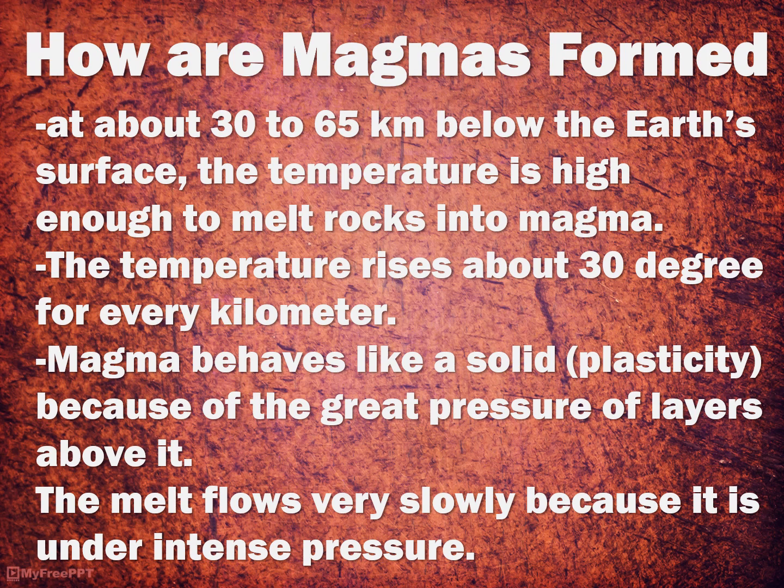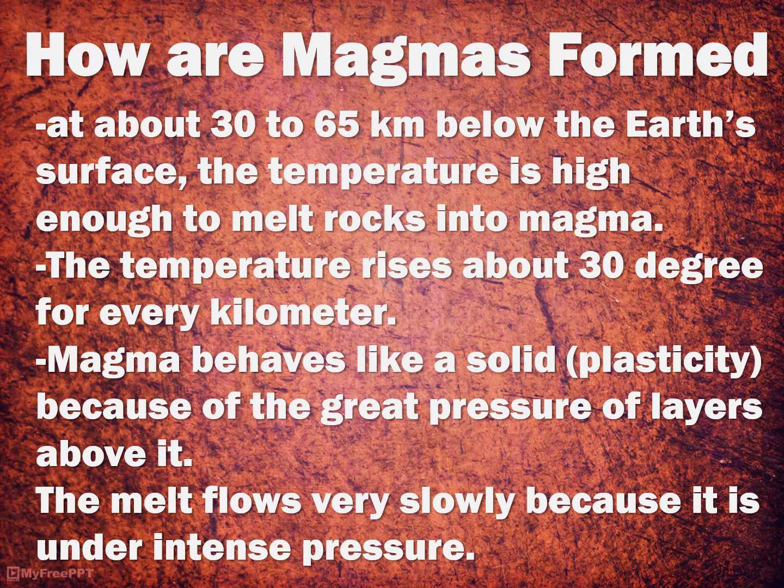So, how are magmas formed? At about 30 to 65 kilometers below the Earth's surface, the temperature is high enough to melt rocks into magmas. So in 30 to 65 kilometers, our rocks melt to become magma. Remember that every kilometer going down toward our core, the temperature increases by 30 degrees Celsius.